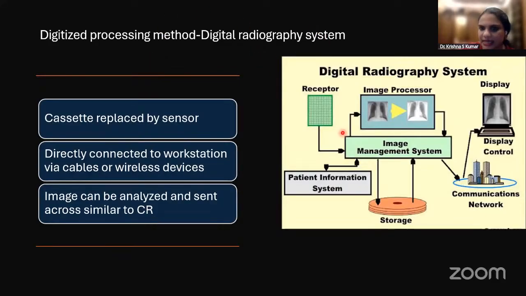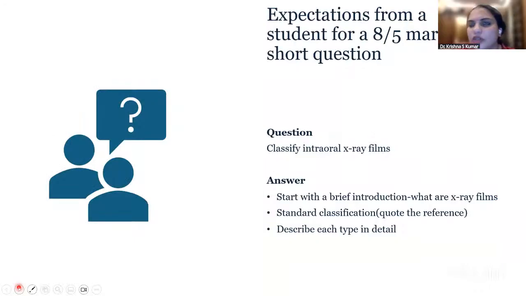Here there is no cassette, there is a sensor, and the sensor is directly connected to the workstation via wireless networks or cables. As soon as it is exposed, you can view it in the image processor. After the adjustments, it can be sent across to the patient or to other departments, or you can store it in your system as per your requirement. So that was about latent image formation, developing and fixing solutions, and the types of processing, in detail about all the different types of processing.